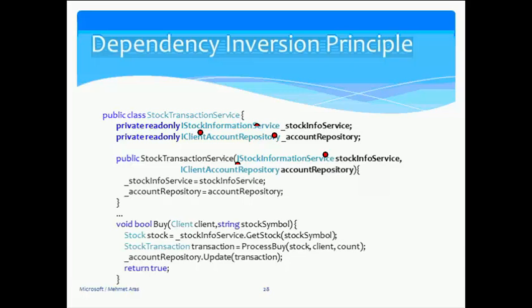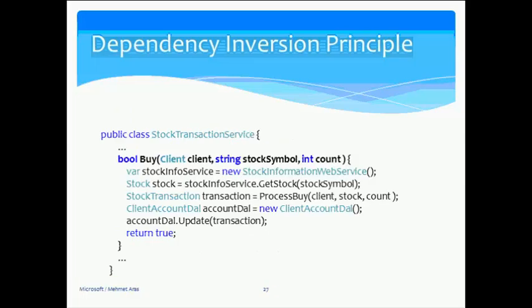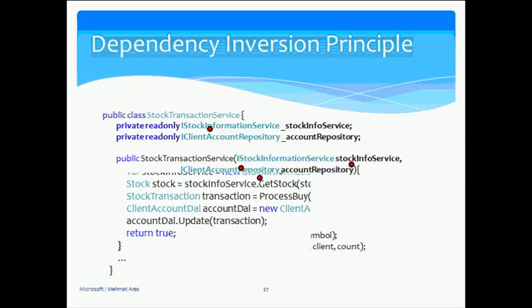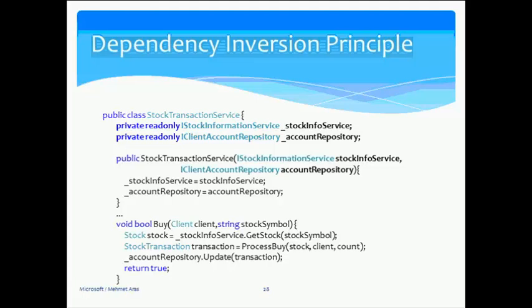And if you look at the buy method, right now I'm just using these interfaces. I no longer new up these concrete types that only I can decide. I'm inverting that decision and delegating that decision making to my callers. I'm not making any decisions. I'm simply relying on these abstractions, loosely coupling, right?